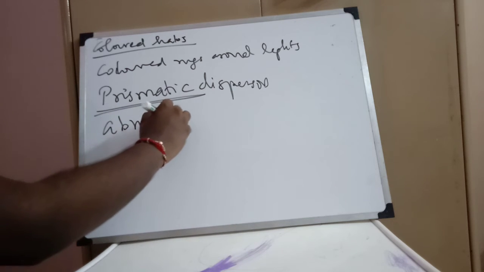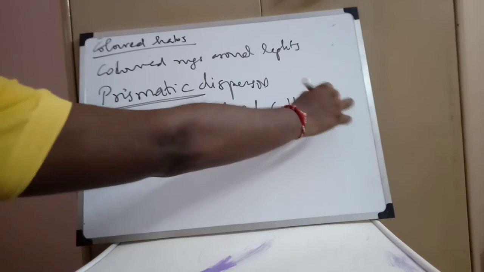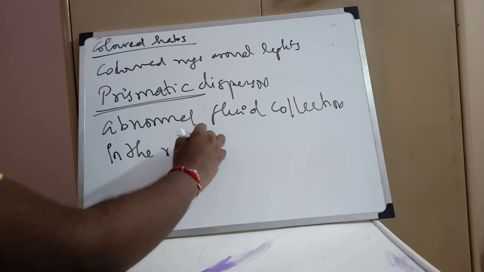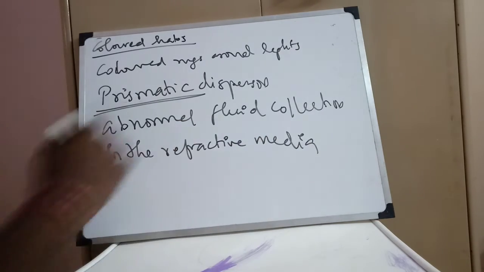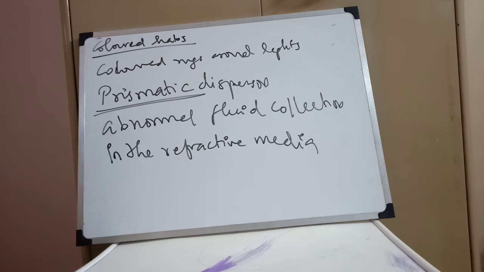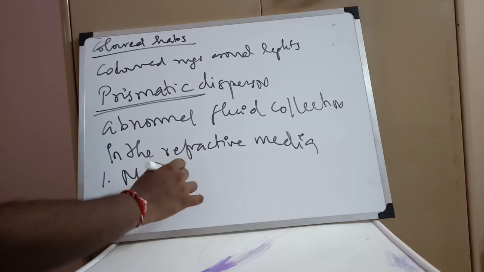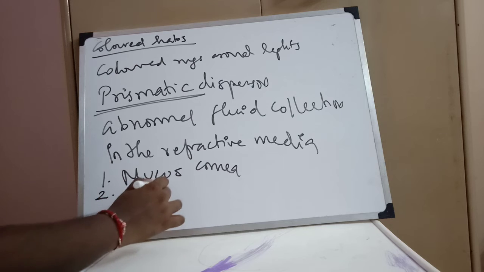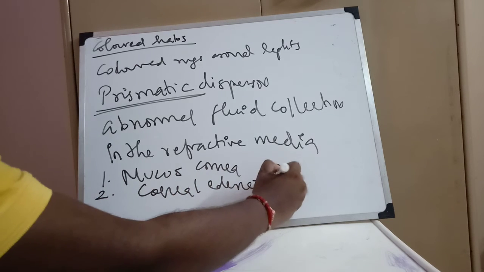Abnormal fluid collection in the refractive media. Okay. So what are the different causes of colored halos? First one, you can have mucus collection on the cornea. Second one, you can have corneal edema. Corneal edema can be seen in bullous keratopathy.